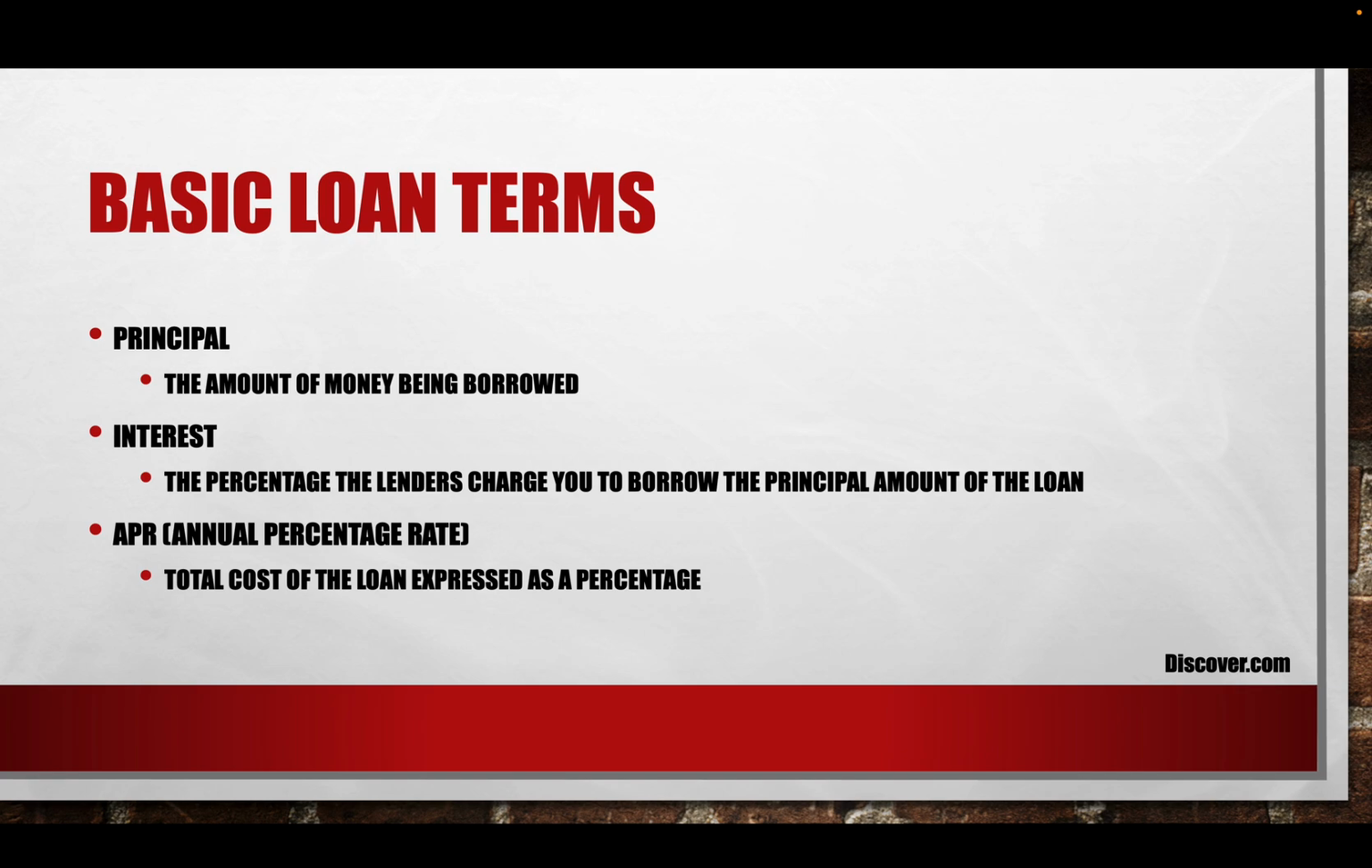Right, next up is principal. So principal is the amount of money being borrowed. So let's say I'm asking the lender or the bank for $10,000. That is the principal amount. Interest is the percentage the lenders charge you to borrow the principal amount of the loan. So maybe the interest rate on my $10,000 loan is 2%. APR, or the annual percentage rate, is the total cost of the loan expressed as a percentage.